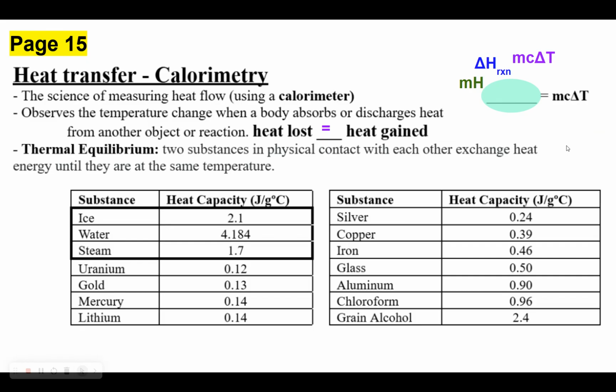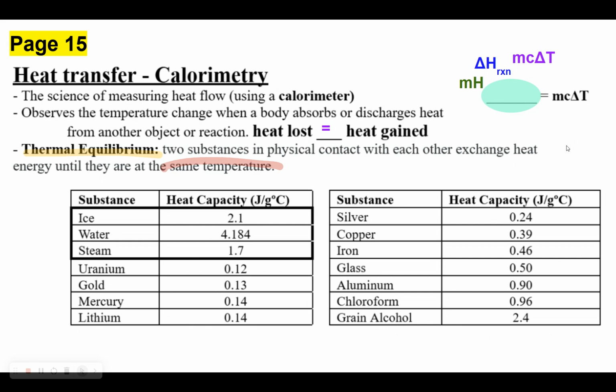So there's a couple different problems we're going to work down below. But a key idea with all of them is this idea of thermal equilibrium, meaning that when two substances are in contact with each other and exchanging heat, they will keep exchanging heat until they become the same temperature. So if we have a hot object and a cold object and they're touching, then the hot object is going to get colder, the cold object is going to get warmer, and it's going to keep going until they get to be the same temperature.